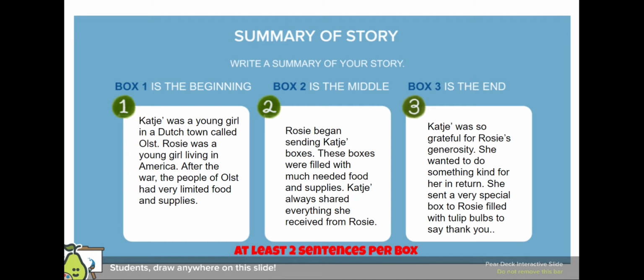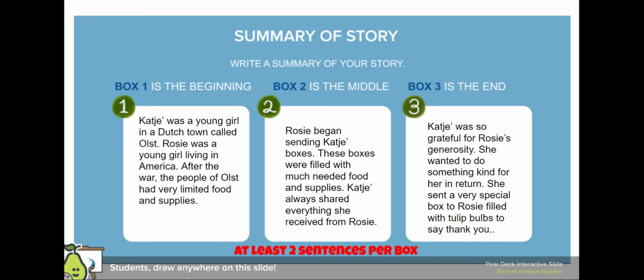So you're going to notice in box 1, I have my characters, Katja and Rosie. They were the 2 main characters in my story. I also included the setting. The setting for Katja was a town called Ulst in Holland. And Rosie was in America. But the story is from Katja's point of view, and she is living in Ulst. So that's where the story is really taking place.